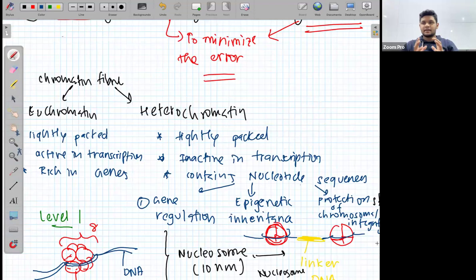Again, chromatin fibers can be divided into two: first euchromatin, second heterochromatin. Euchromatin is lightly packed, heterochromatin tightly packed. Euchromatin is rich in genes, heterochromatin contains few nucleotide sequences. What are their functions? Gene regulation, epigenetic inheritance, protection of chromosomal integrity. Euchromatin is active in transcription, heterochromatin inactive in transcription. That's all. If they ask you to differentiate under a structure essay, you can mention these.